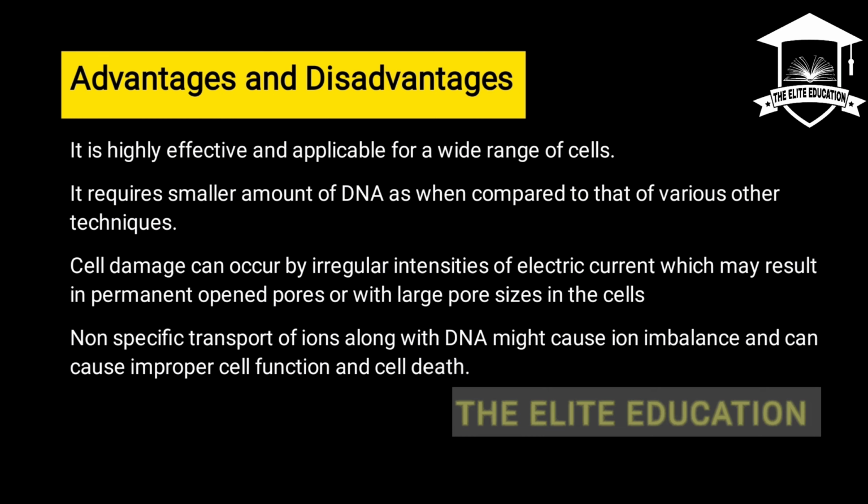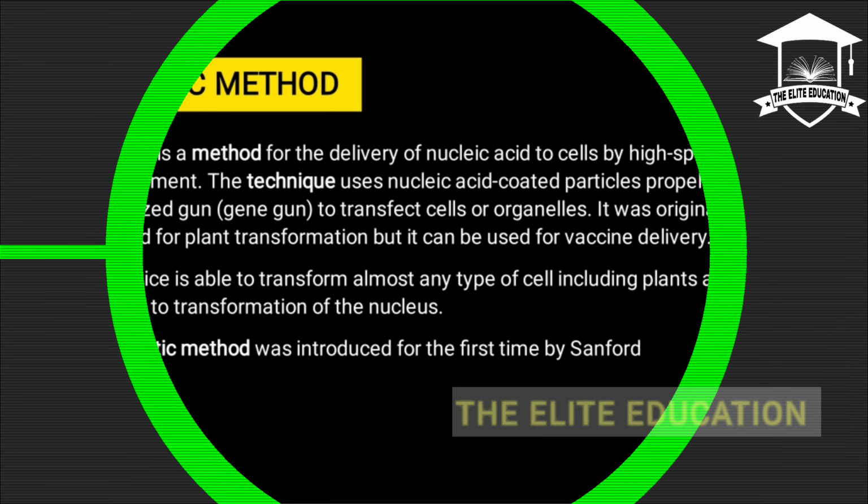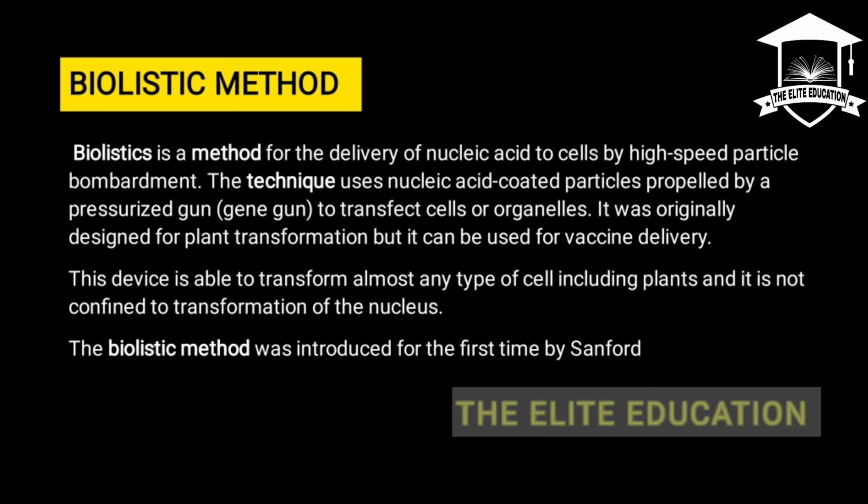So this is all about the advantages and disadvantages of electroporation. And the biolistic method, the last common method that is used. Biolistics is a method for the delivery of nucleic acids to the cells by high-speed particle bombardment. So this is also called the gene gun method. In this, there are some particles on which the gene of interest is present.